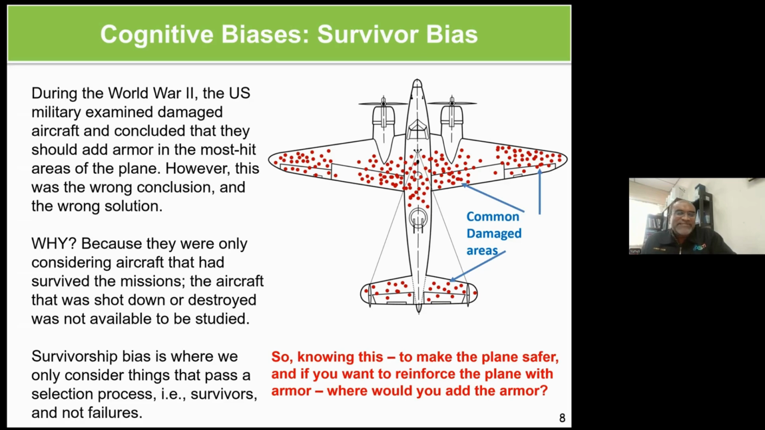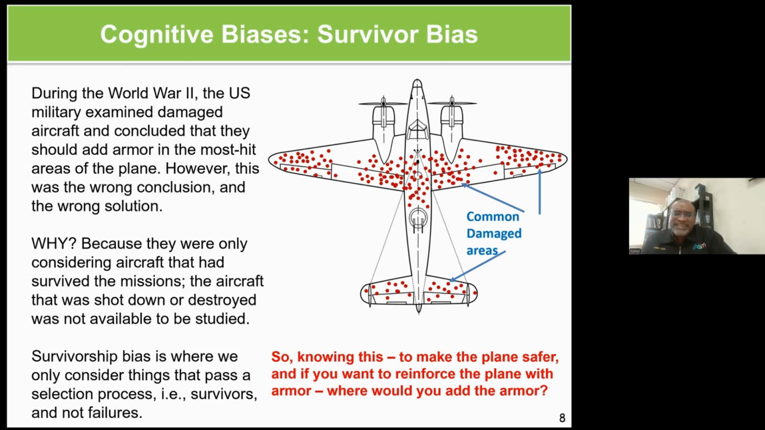So this is what's called the survivor bias. Your data, the planes that you're looking at, you're only looking at the planes that survived the mission, right? So it came back. So it creates a bias, right? The bias is towards the planes that only survived.